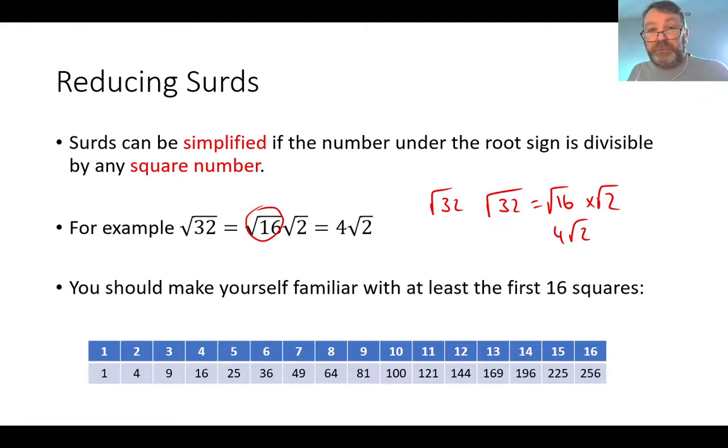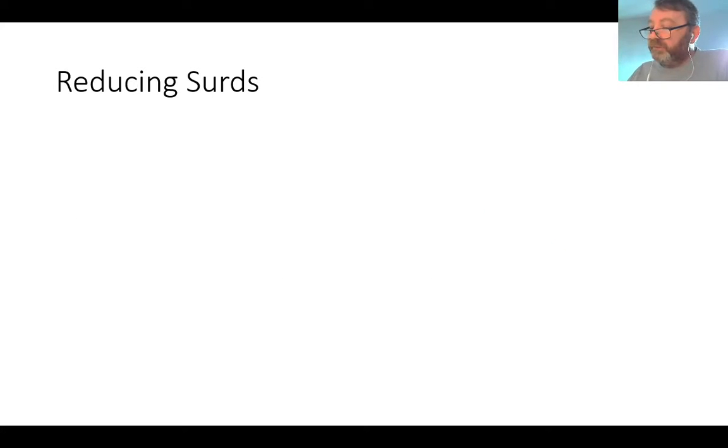13 and 14 are easy to remember. 13 is 169 and 14 is 196. 15 is 225 and 16 is 256. Okay, so just know what the squared numbers are, so you can recognize them when they're at play, maybe hiding inside a larger surd that can be simplified.